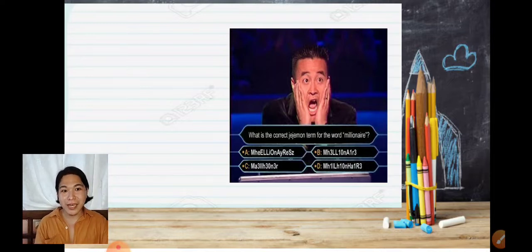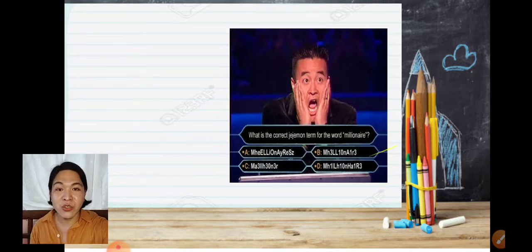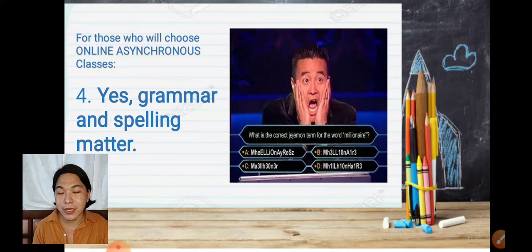And of course, we have right now, what is the correct judgment term for the millionaire? A, B, C, or D? In short, what does that mean? Yes, grammar and spelling matter. Why? Because sometimes people make typos. Please, let's practice ourselves, especially in our GC. For example, last semester, someone sent me a message.